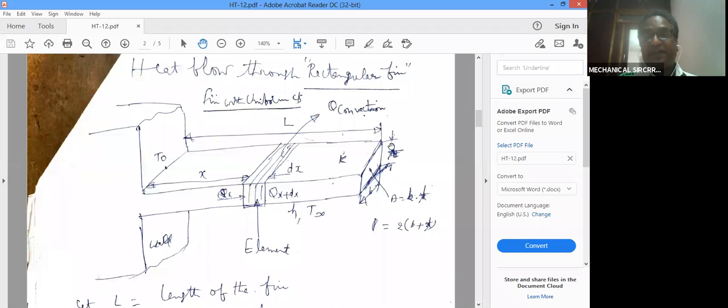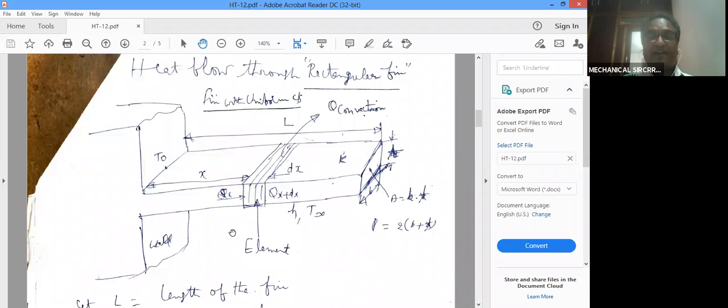If b is the width and T is the thickness, how do you calculate the cross sectional area? b into T. And how do you calculate the perimeter? b plus T plus b plus T, so the perimeter P is 2 into (b plus T). Now K is the thermal conductivity of the material.